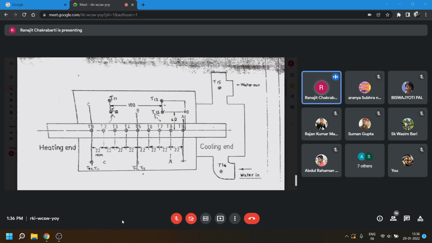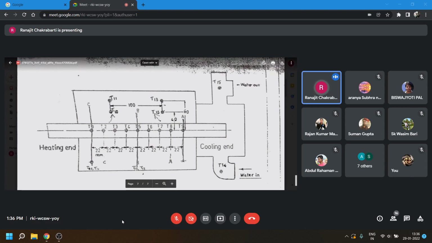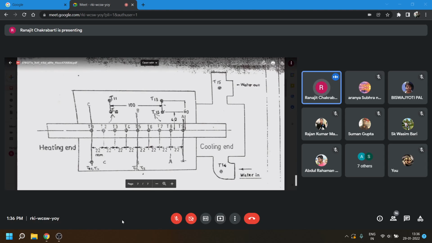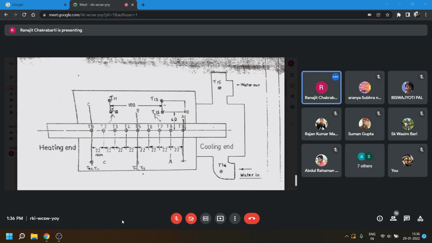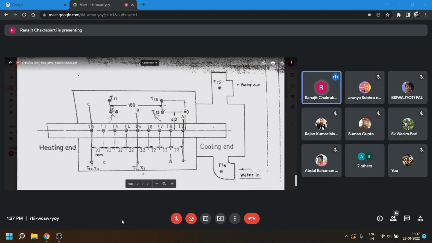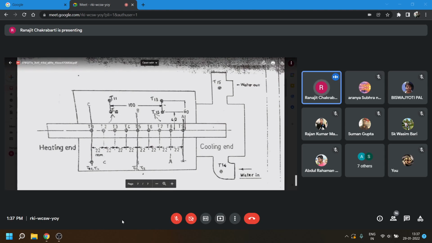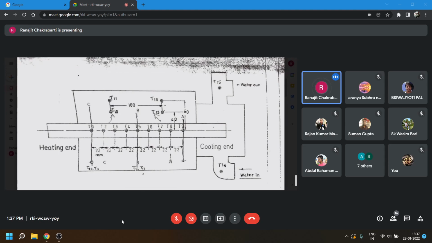This is T10, T11, T12 and T13, and the radial distance of T10 and T12 are the same, that is 60 millimeter from the axis of the rod, and the radial distance of T11 and T13 are the same, that is 40 millimeters each. Now, what we are doing is that, first of all, we are recording these temperatures, T1 to T9.